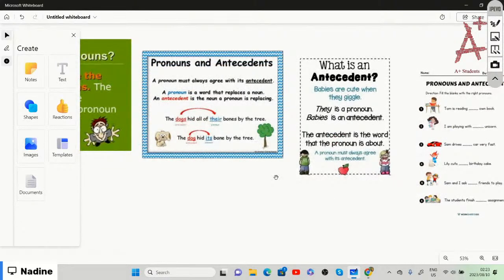Now, what is an antecedent, right? For example, babies are cute when they giggle. "They" is a pronoun because "babies" is the antecedent. So the antecedent is the word the pronoun is about. So the antecedent is the word that the pronoun is about, either mentioning somebody's name or that person.